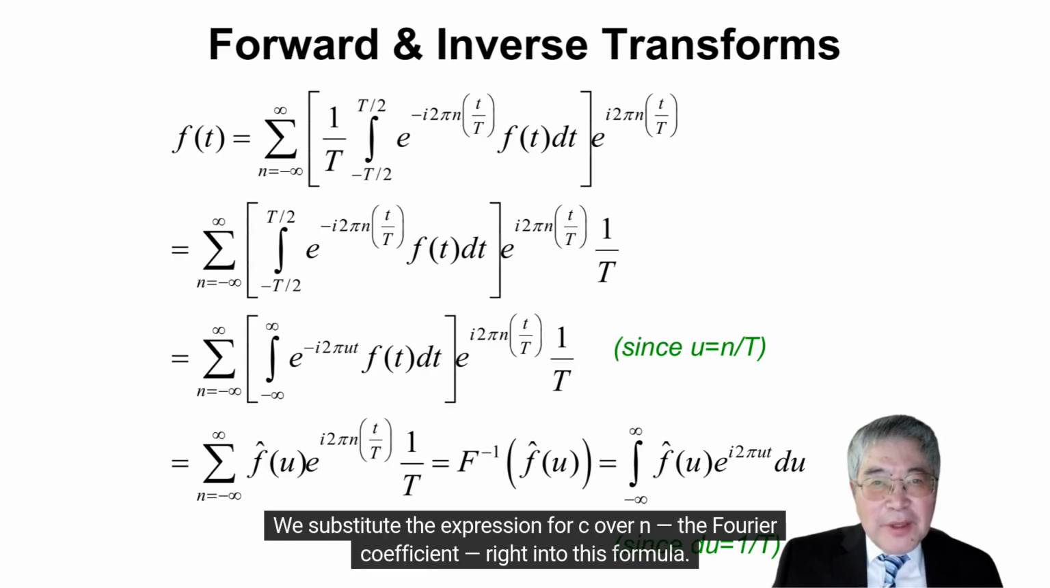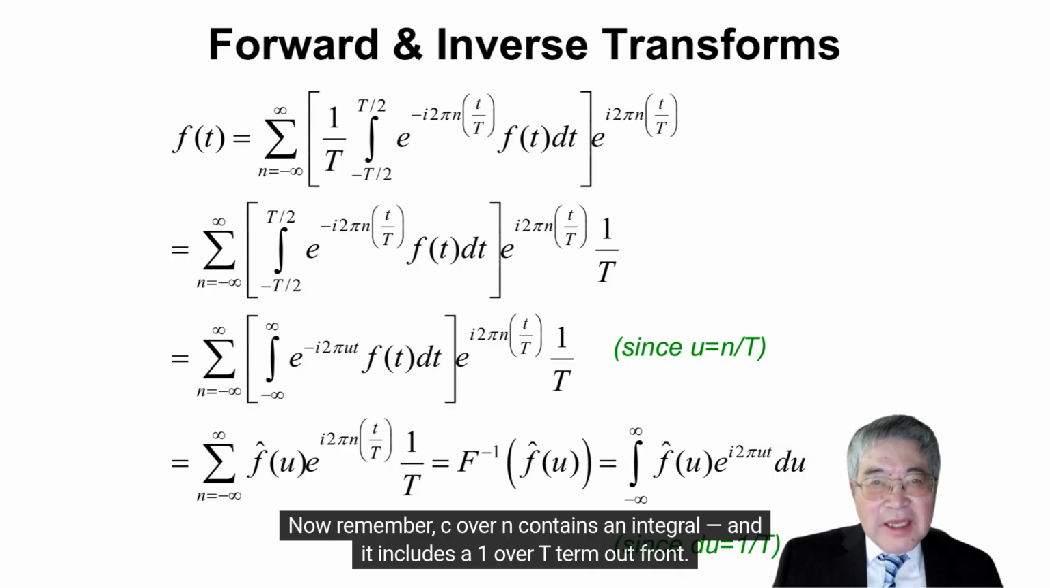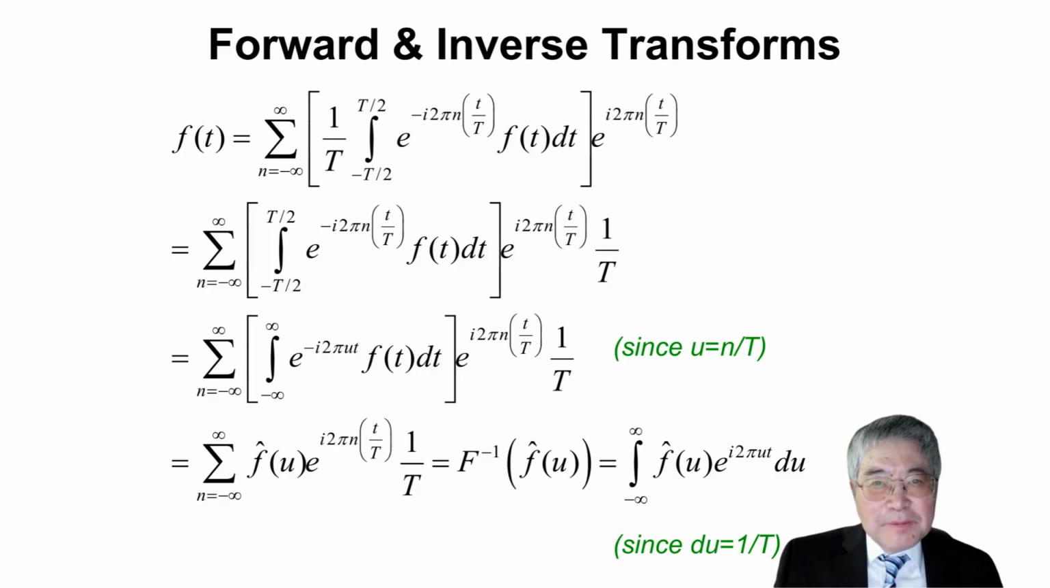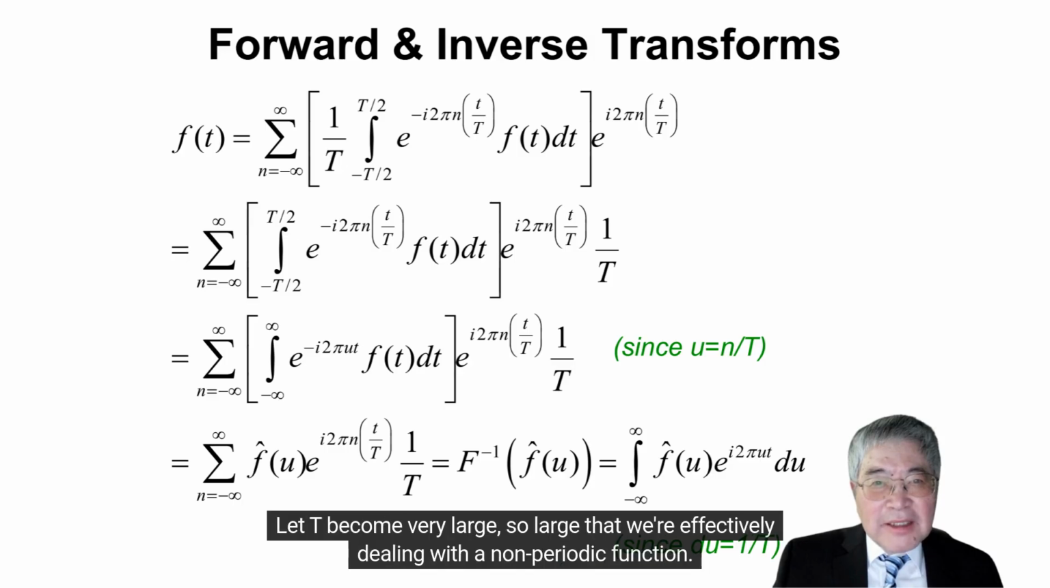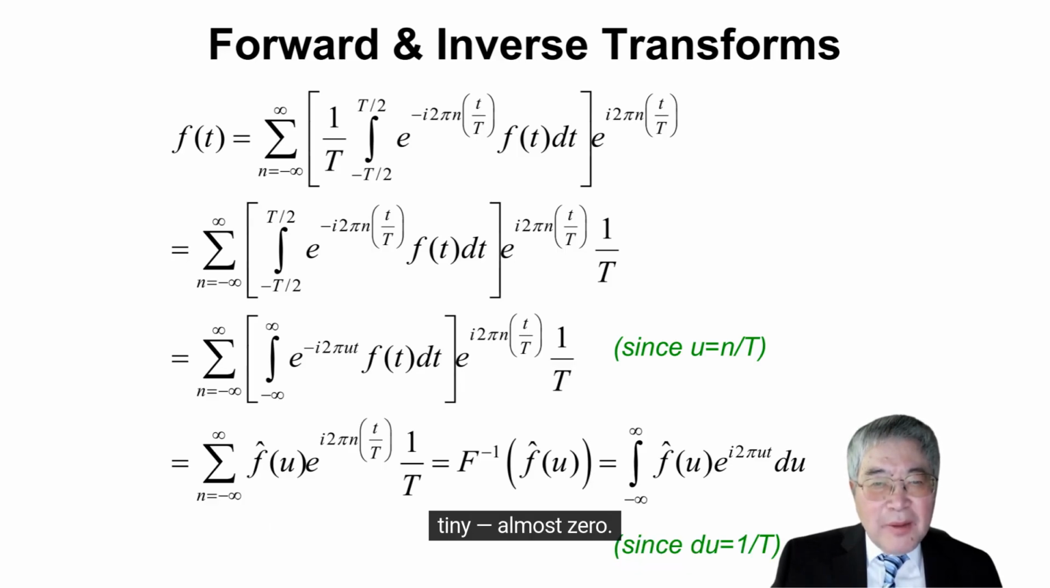We substitute the expression for c sub n, the Fourier coefficient, right into this formula. Now remember, c sub n contains an integral, and it includes a 1 over T term out front. Since T is constant, we pull it out of the sum. At this point, we apply a key idea we introduced earlier. Let T become very large, so large that we're effectively dealing with a non-periodic function. When T approaches infinity, the spacing between the frequency samples, delta u equals 1 over T, becomes tiny, almost zero. So what happens?